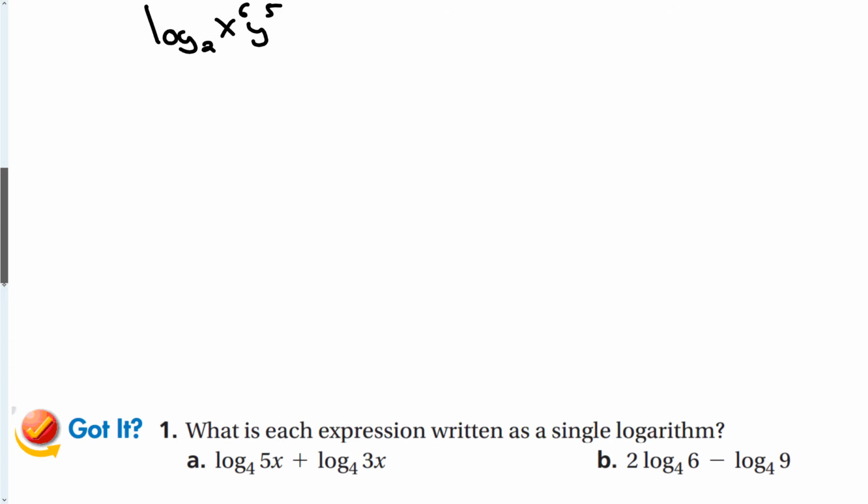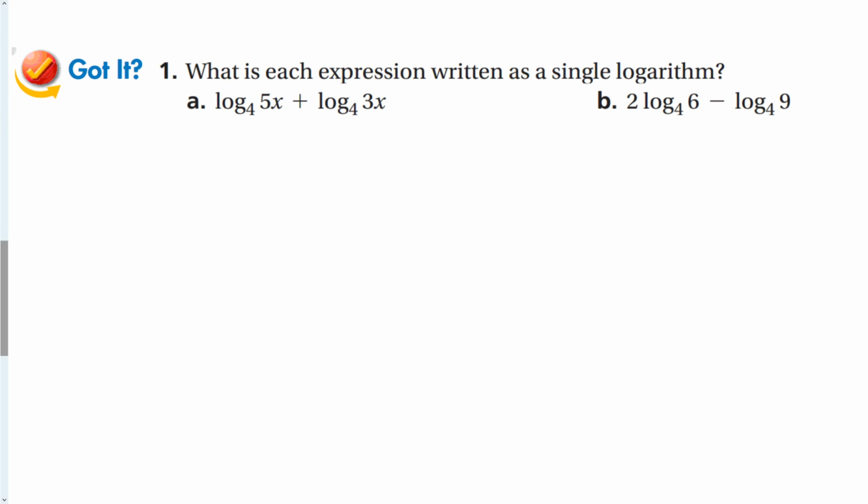Okay, let's try it again. Try the guided problems. Addition means I'm going to multiply these two together. So this turns into the log base 4 of 5x times 3x, which is 15x squared. We're not adding them together, we're multiplying them, so x times x is x squared.